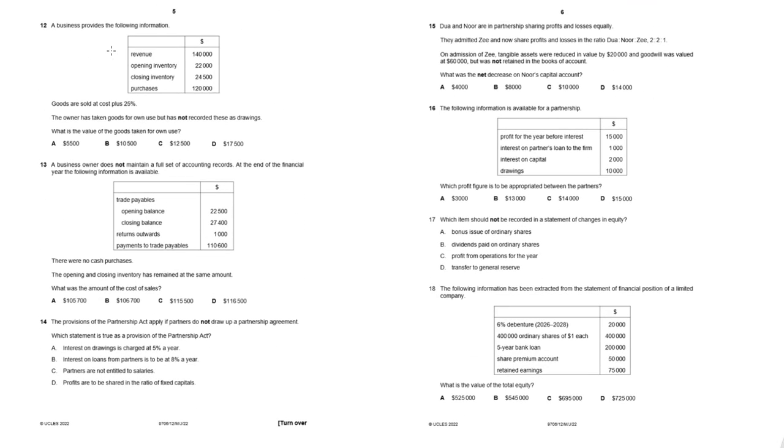12th one, a business provides the following information: revenue, opening inventory, closing inventory, purchases. Goods are sold at cost plus 25%. The owner had taken goods for personal use but did not record this as drawings. What is the value of goods taken for personal use? If I want the stock drawings value, I will have to calculate my cost of sales. To calculate cost of sales, I can use the revenue 140,000 and the markup of 25% to arrive at the cost of sales. So cost of sales will be 140,000 divided by 125 into 100.